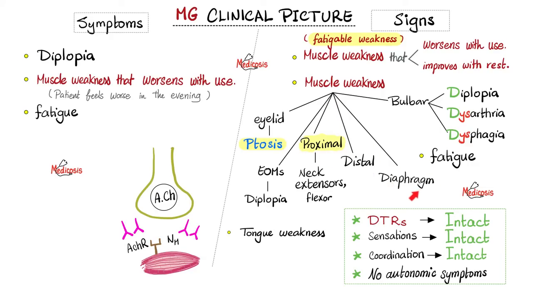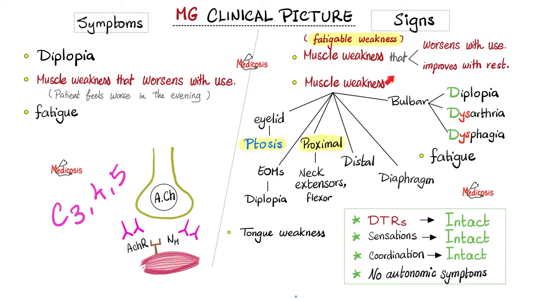Why? Because the diaphragm is a skeletal muscle supplied by a somatic nerve, known as the phrenic nerve. What is the root value of the phrenic nerve? It is C3, 4, 5, keep the diaphragm alive.